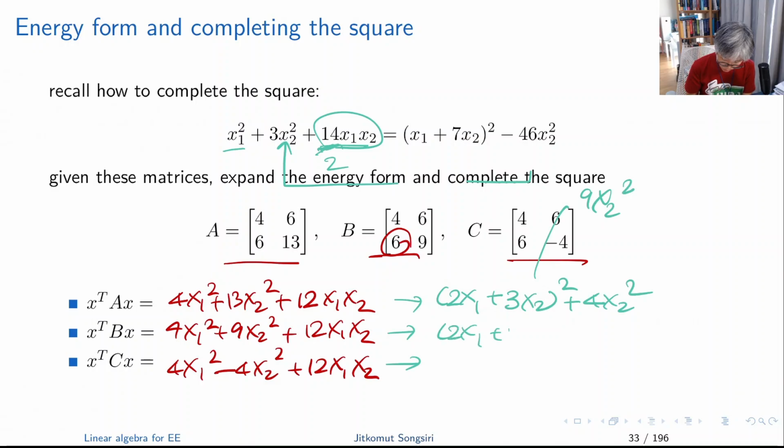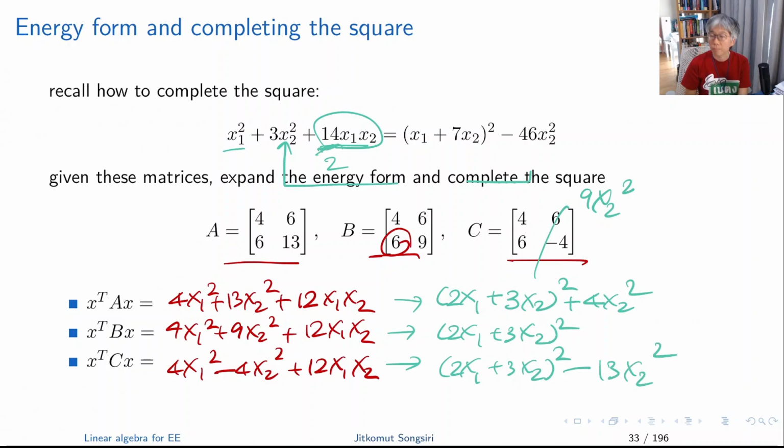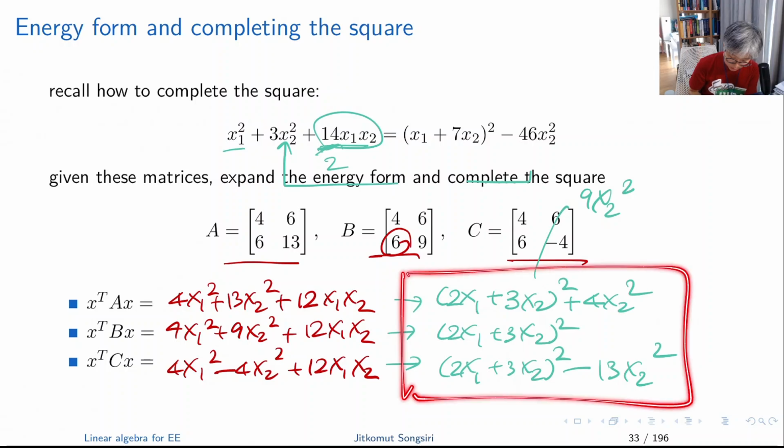And when you complete the square of the last term, what do you get? From this one, you have 9, but you want negative 4 here. So you subtract 13 minus 9, x2 squared, and you get minus 4. We're going to come back to where we can exploit or play with the energy form and completing the square again, so please keep these exercises in mind.